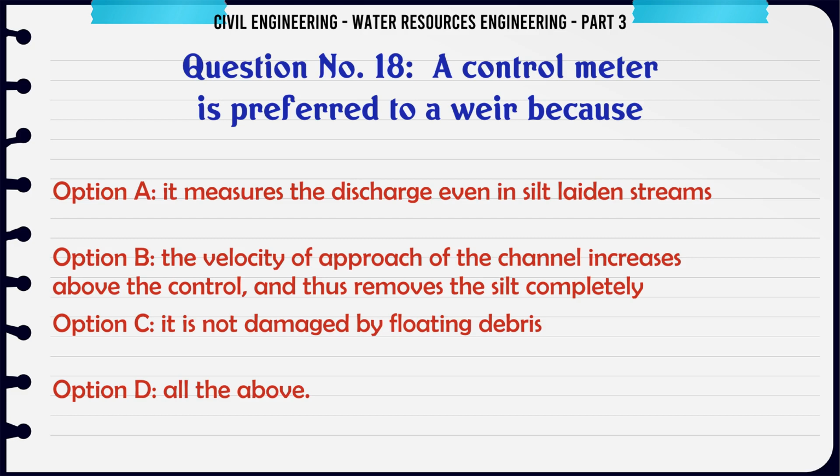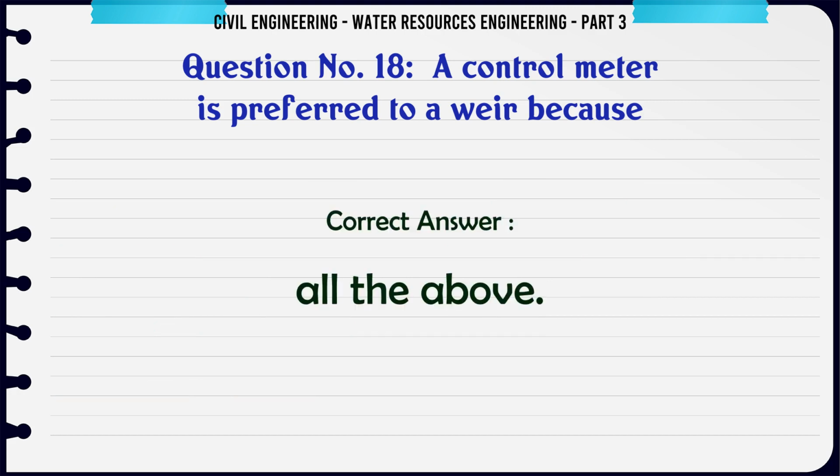The velocity of approach of the channel increases above the control and thus removes the silt completely. C. It is not damaged by floating debris. D. All the above. The correct answer is all the above.